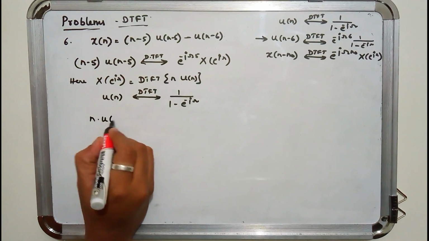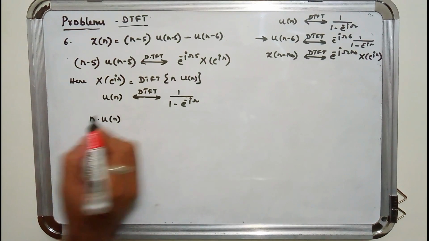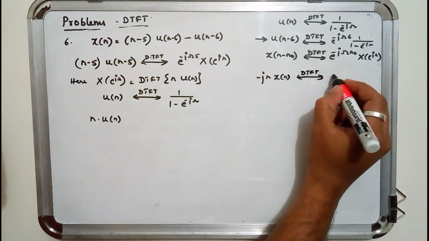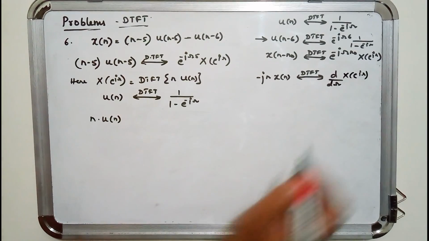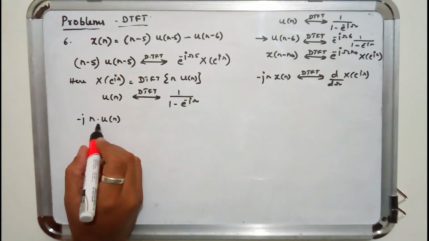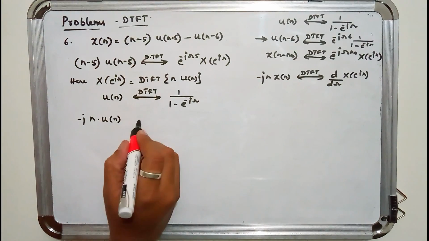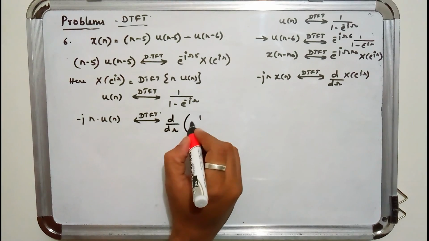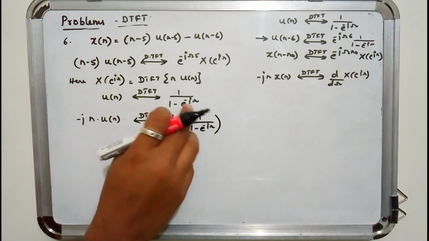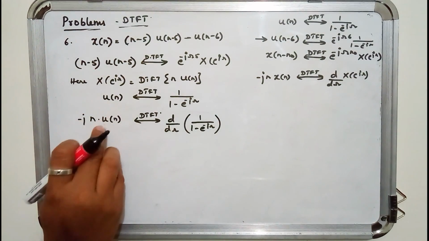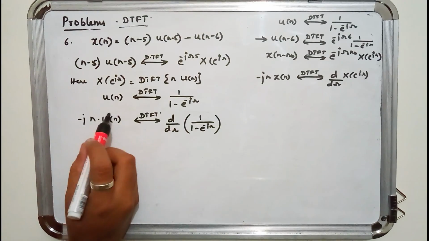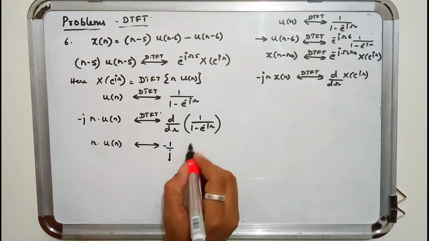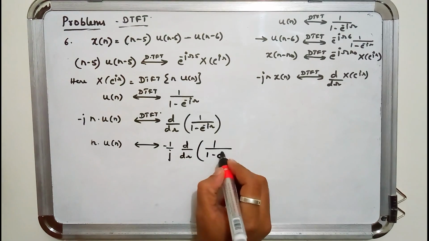Now for n into u of n, you have the property of frequency differentiation: minus j n x of n forms a DTFT pair with d by d omega of X of e power j omega. So if I multiply minus j n with x of n equal to u of n, its DTFT is d by d omega of 1 by 1 minus e power minus j omega, because X of e power j omega is the Fourier transform of u of n. But what I want is the DTFT of n into u of n, so I will be dividing by minus j, that is, multiplying by minus 1 by j into d by d omega of 1 by 1 minus e power minus j omega.